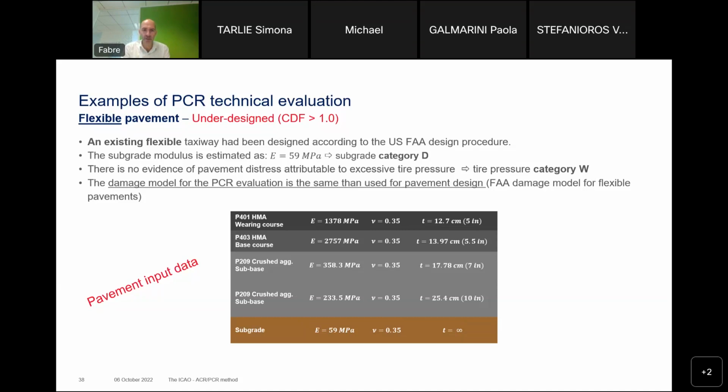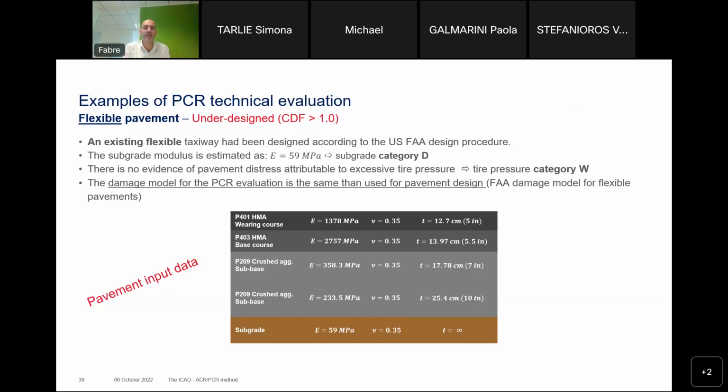So this is an existing flexible taxiway which was designed according to the US FAA design procedures. The subgrade modulus is estimated to be 59 megapascal. Therefore, it means the subgrade is category D, so the PCR will be reported with the letters F and D for the first two letters. There is no evidence of pavement distress which could be attributable to excessive tire pressure. So the tire pressure limit code will be published with the category W. W means no tire pressure limitation.